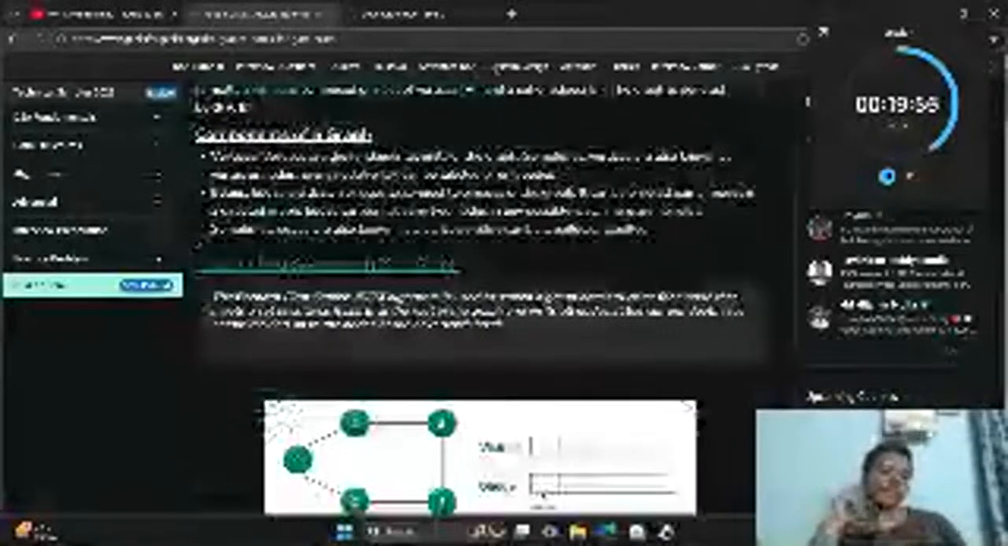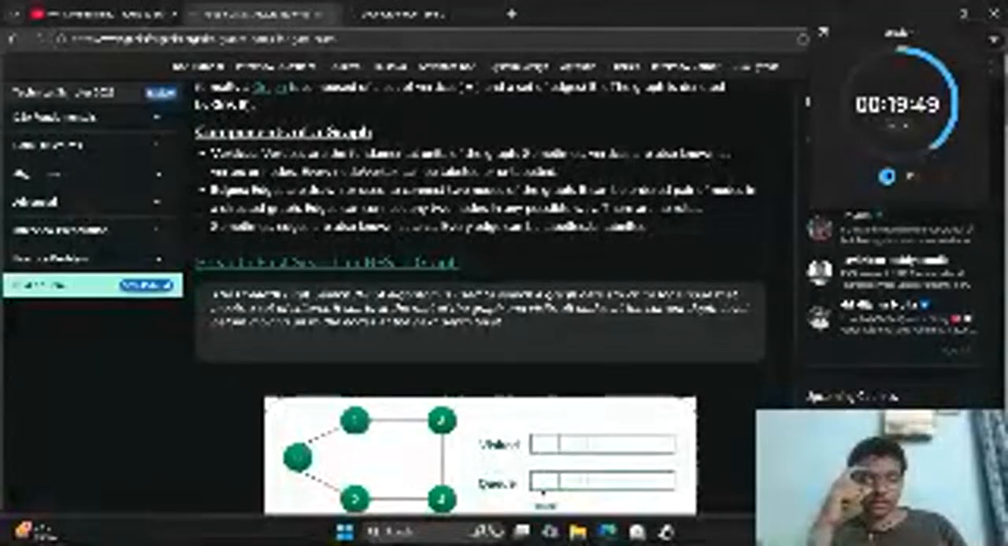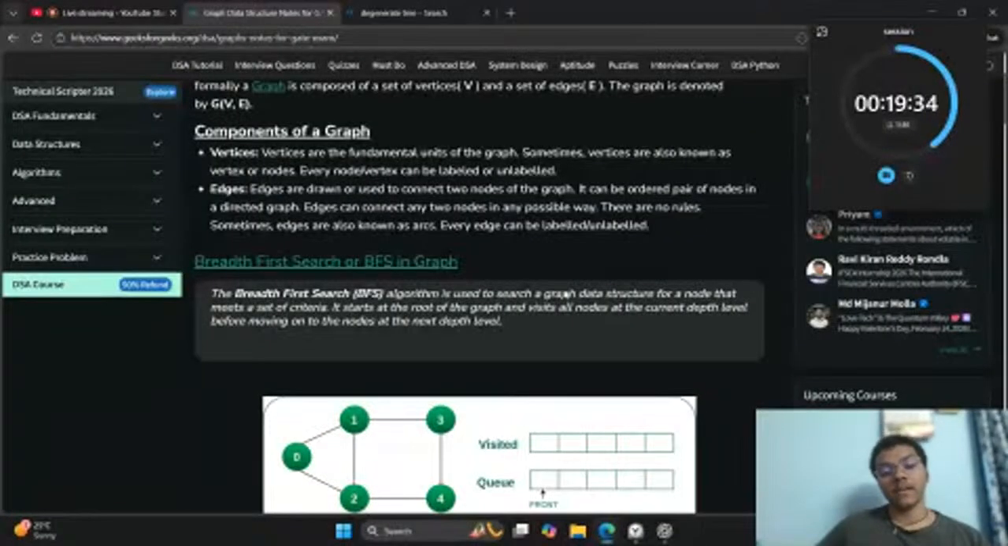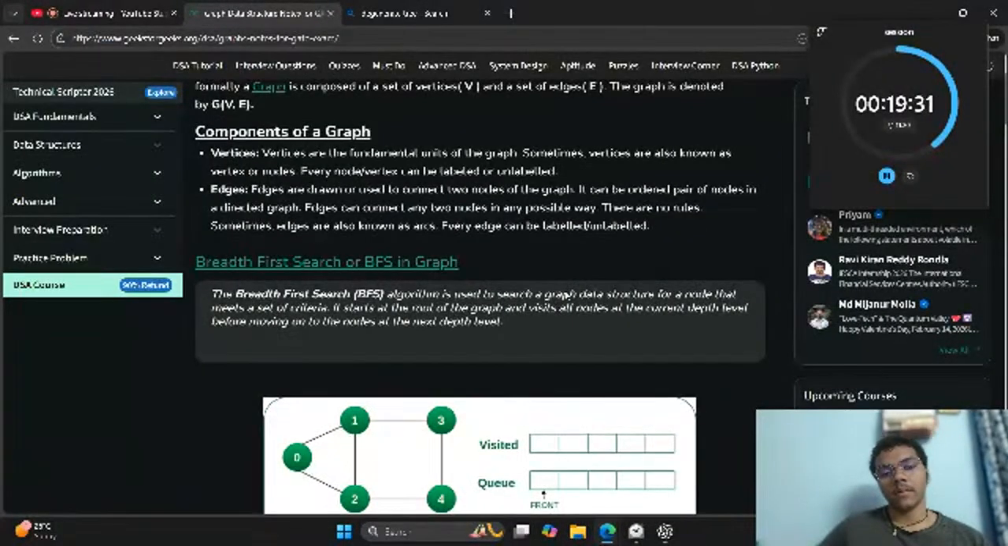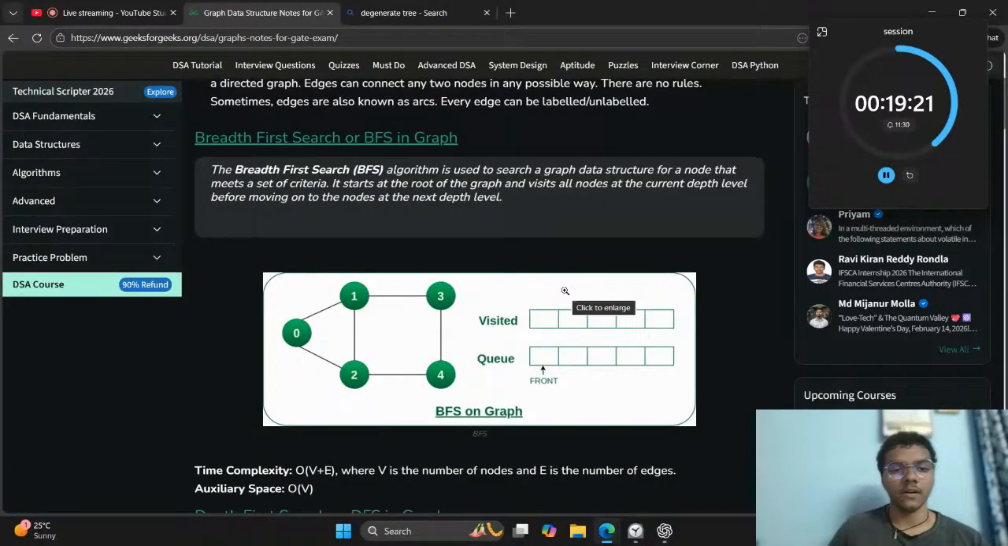Components of a graph. Vertices. Vertices are the fundamental units of a graph. Sometimes vertices are also known as vertex or nodes. Each node or vertex can be labeled or unlabeled. Edges. Edges are used to connect two nodes of a graph. It can be an ordered pair of nodes in a directed graph. Edges can connect any two nodes in any possible way. There are no rules. Sometimes edges are also known as arcs. Every edge can be labeled or unlabeled.